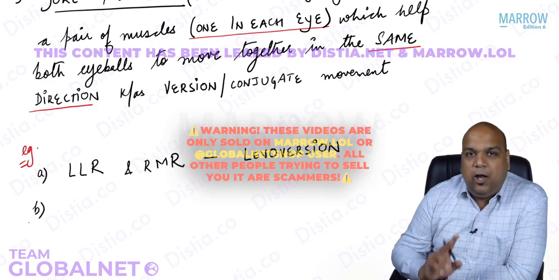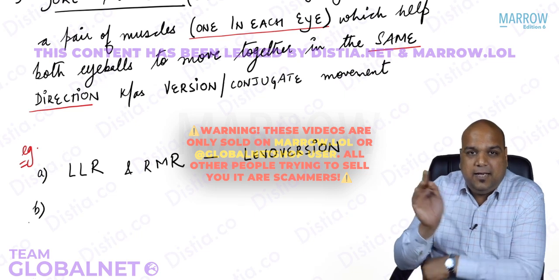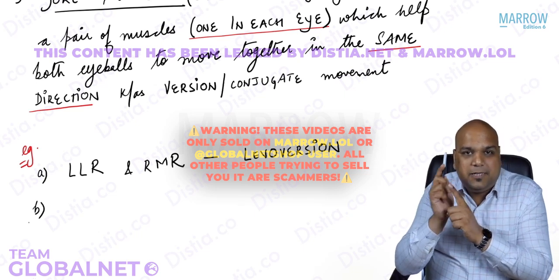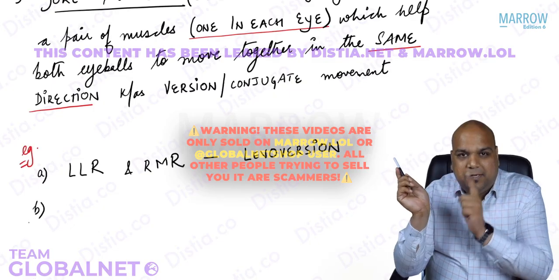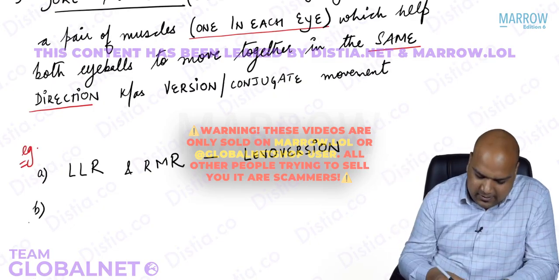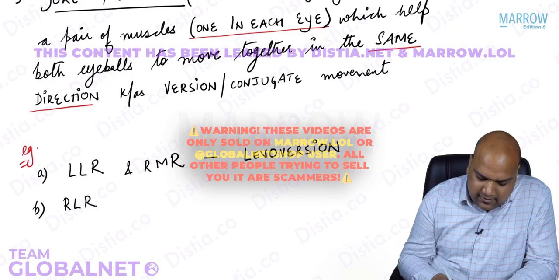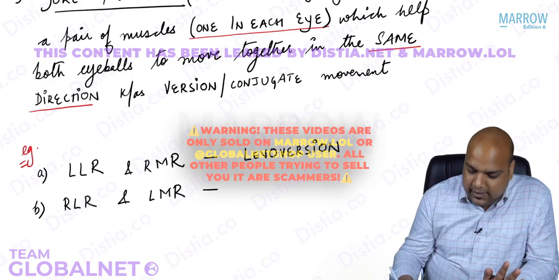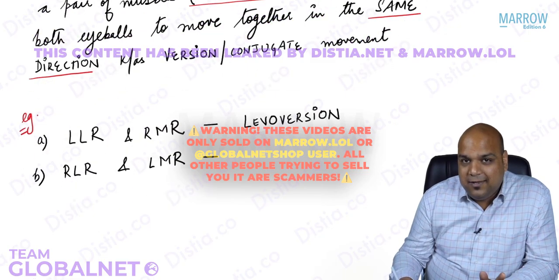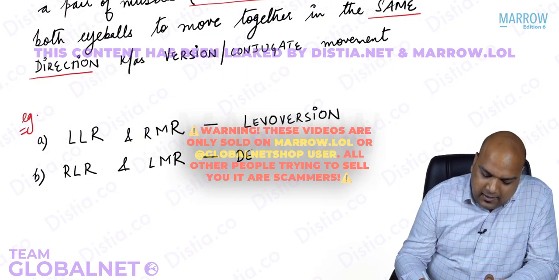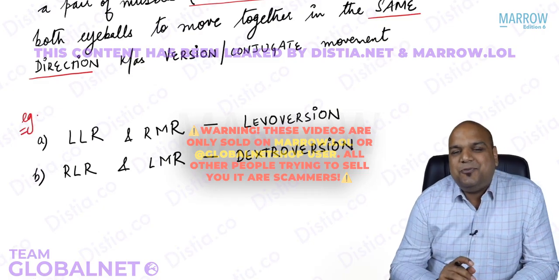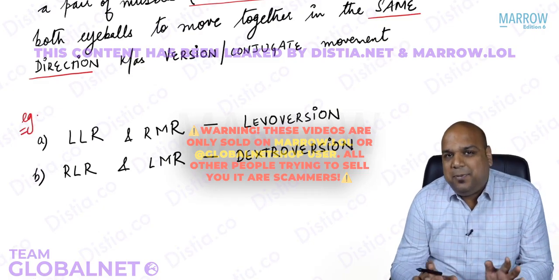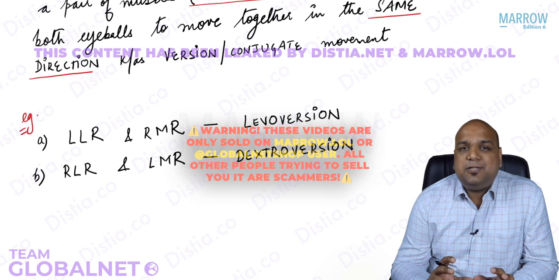Second pair. Now if I ask you, I need to look towards the right side, which muscles? Right lateral rectus, abduction, and left medial rectus. Very easy to understand. Looking towards the right side, instead of levo, it becomes dextro, and the movement remains version. So we call it dextroversion. These are the two simplest movements to understand as far as yoke muscles go.